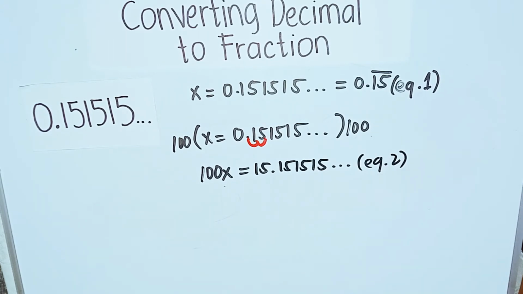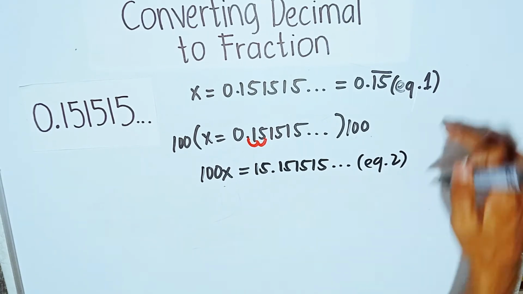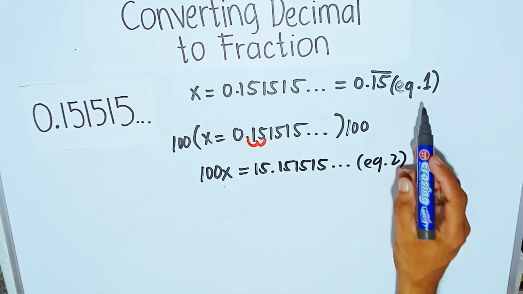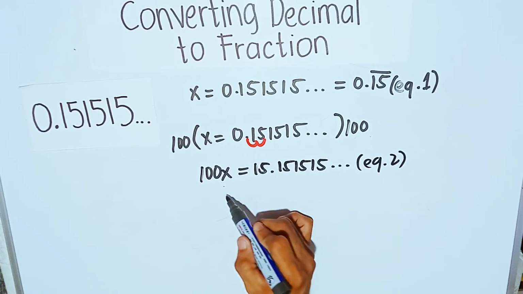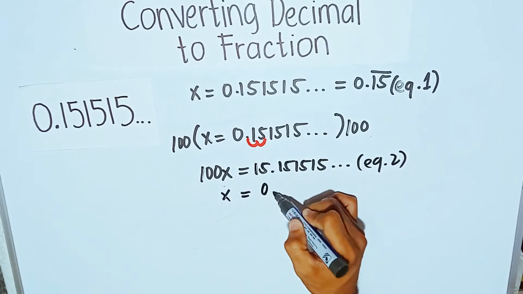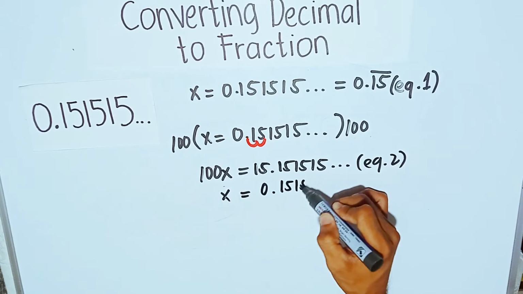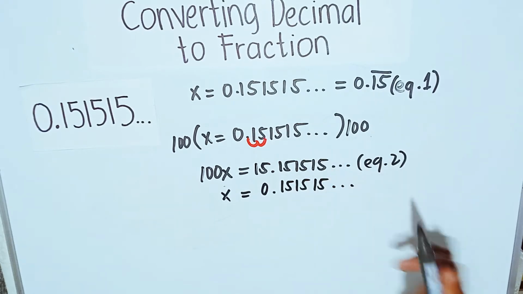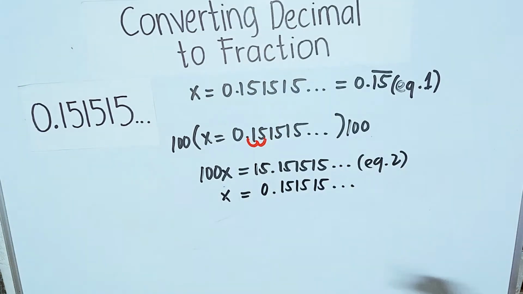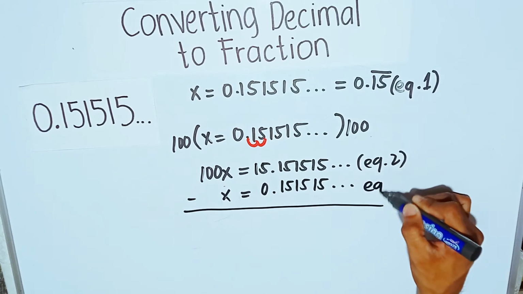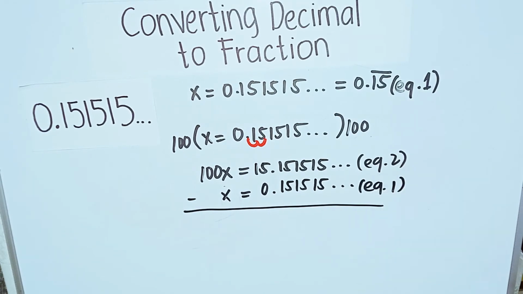And then, anong gagawin natin na sunod? Kunin natin itong equation 1, and then ilagay natin dito. I-align natin dito yung equation 1. So, we have 0.151515. Next, ang gagawin natin is to subtract. Ito yung equation 1. Okay, subtract na natin yung equation 2 and equation 1.